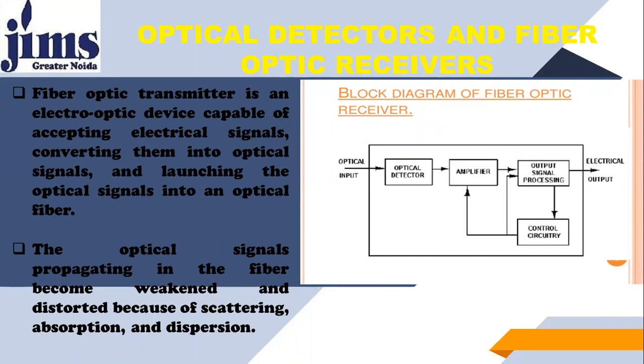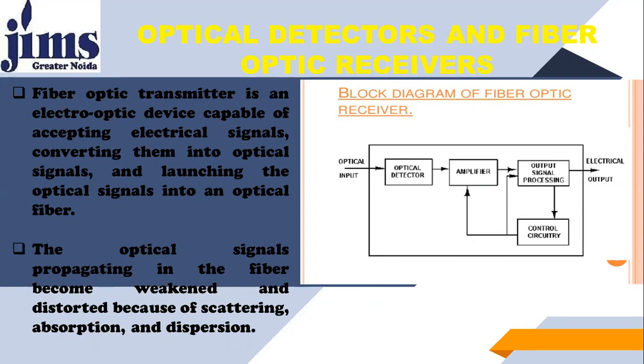We are already familiar with the function and operation of the fiber optic transmitter. Once again, a brief description: a fiber optic transmitter is an electro-optic device capable of accepting electrical signals, converting them into optical signals, and launching the optical signals into an optical fiber. The transmitter accepts an electrical signal at its input and gives a light signal at its output, and one of the important devices used for that purpose is the optical source, whether it is a laser or an LED.